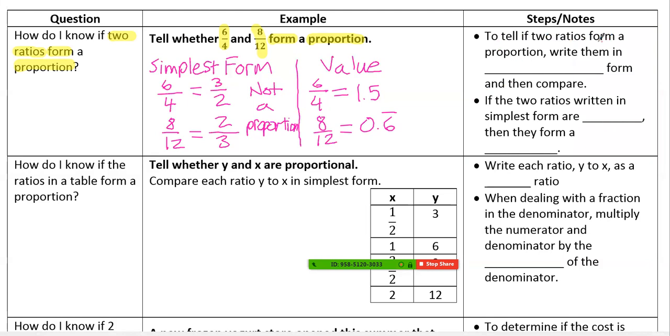So to tell if two ratios form a proportion, write them in simplest form. If the two ratios written in the simplest form are equal, then they form a proportion.